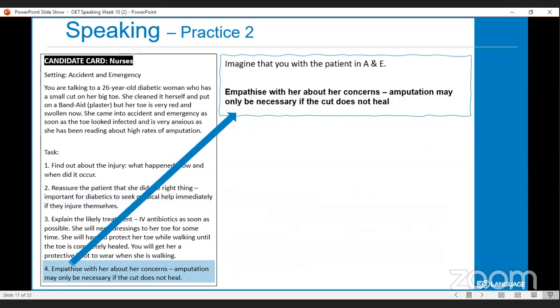Now, let's have a look. We've come through, we've explained the likely treatment, what's going to happen, because she said, what are you going to do to my foot? And how she can protect it. She's worried that she's going to have the toe taken off. But it's your chance now to show your empathy with her about her concerns and warn her that amputation may only be necessary if the cut does not heal.